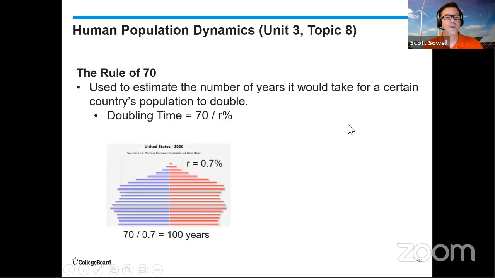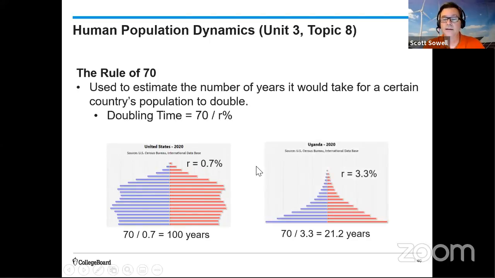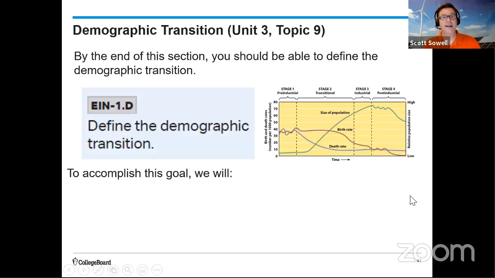So for example, right now, with our growth rate at 0.7, it will take 100 years for the United States to double its population, as opposed to Uganda right now, if everything stays the same, they will double in 21.2 years. So you should be able to think about the relationship between doubling time and economic development of a country and its place on the demographic transition that we'll look at in a few minutes, or right now.